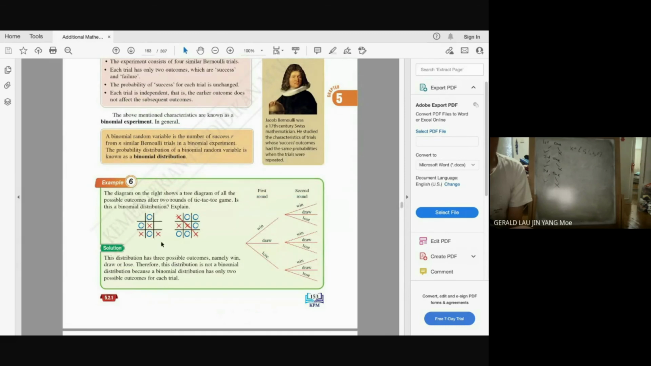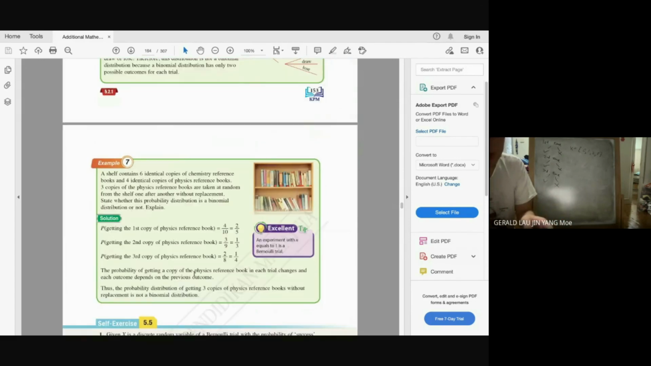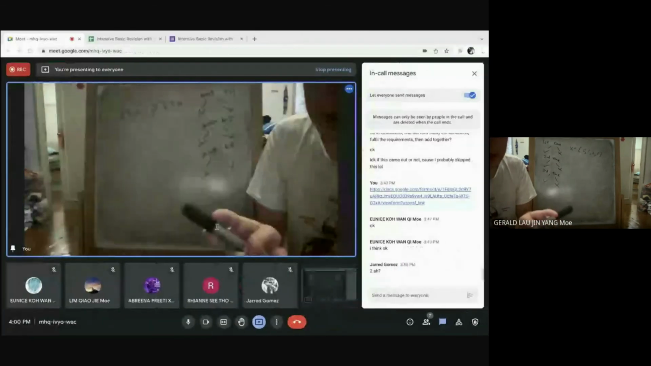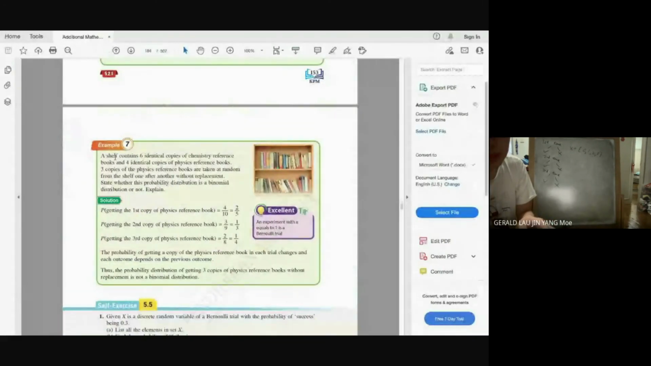Okay, look at example 6 first. You have a tic-tac-toe game. In tic-tac-toe, you have three kinds of outcome: win, draw, lose. So is this a binomial distribution? No, this is not a binomial distribution, because in a binomial distribution you can only have success and failure. But this one has three outcomes. Can you understand? Okay, example 7.